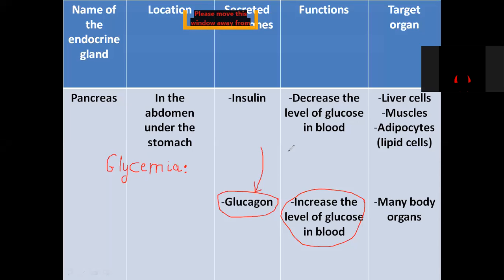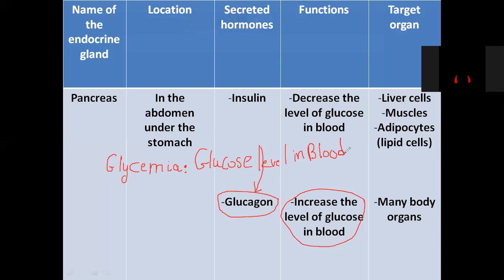It refers to the glucose and the sugar in the blood. It's the glucose level in the blood. Very good. It's the level of glucose. Thank you. So the glucose level inside the blood is called glycemia. Very good. Thank you, Celia.